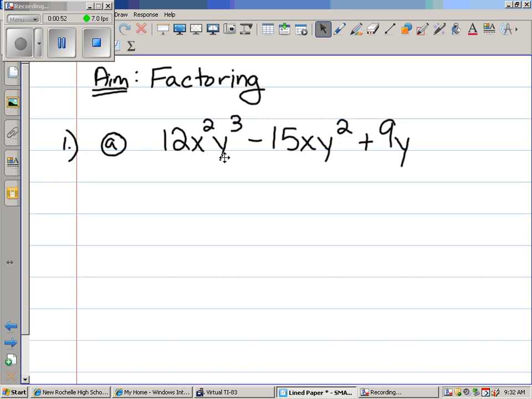Great vocab. Yeah, that's going to be step one. Step one, go looking for that GCF. Sometimes there is no GCF. Here I think we might find one. Pull out the GCF, the greatest common factor.